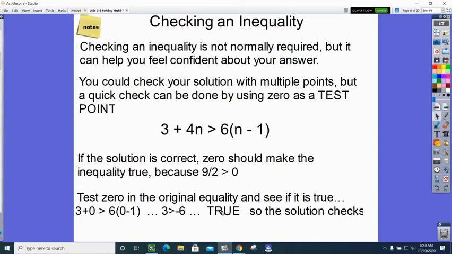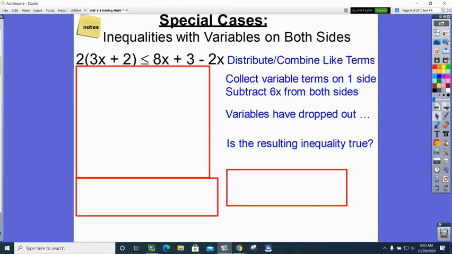If you miss the glitch at any point and you check one number, it won't work. Oftentimes that helps you catch it and go, oh no, I forgot to flip the inequality. I will never say to check every point, because you'd have to check an infinite number of points, since there's an infinite number of solutions. But you can do one just to test to make sure that everything's looking good.